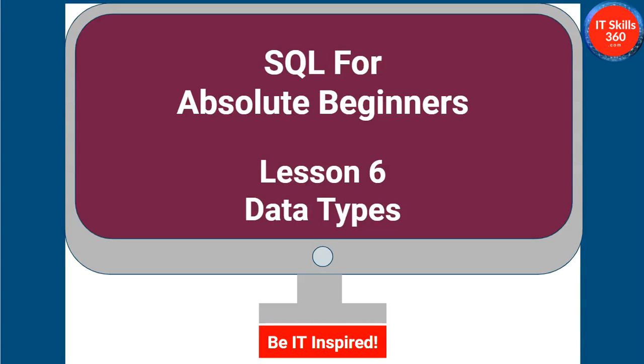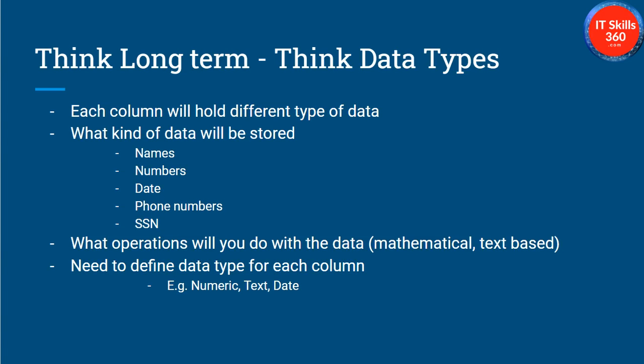Welcome to SQL for Absolute Beginners, Lesson 6. In this lesson, we are going to look at the data types. Now, in each of these tables that we are going to define, we will have obviously different columns or different fields. And each of these fields, each of these columns will be holding some specific type of data.